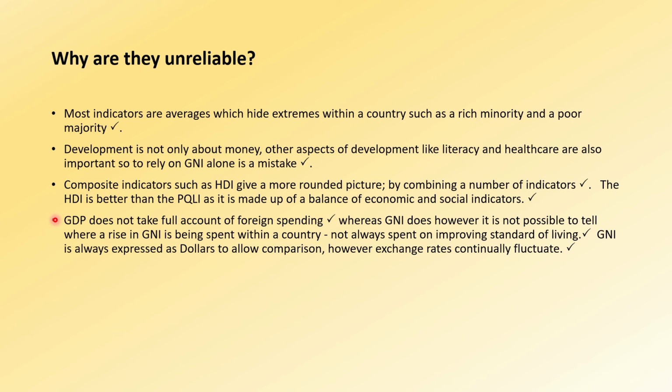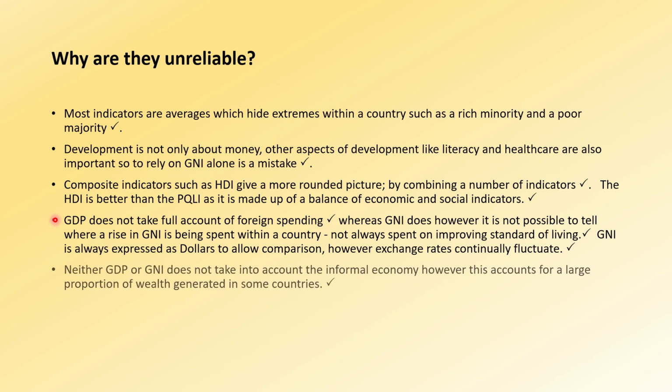GNI is always expressed as dollars, by the way, and this allows for comparison. However, exchange rates between countries are always changing, so you have to be very careful about how you use it. Neither GDP nor GNI take into account the informal economy. What that means is people who make money and don't necessarily pay tax on it. So this is not necessarily called a black market, by the way. This is something called a grey market. People aren't acting necessarily illegally. It's more just that money is being made in ways that the government can't see or can't regulate.